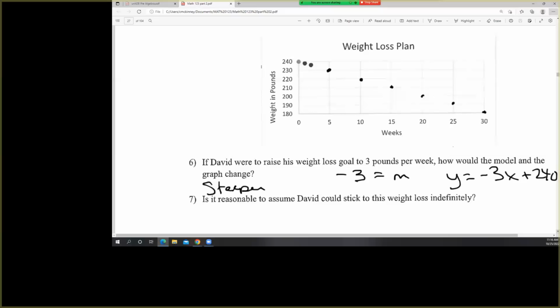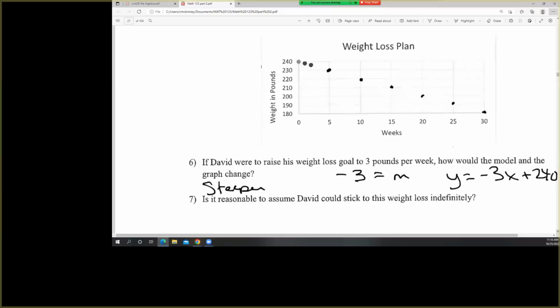Is it reasonable to assume that David could stick to this weight loss indefinitely? No. No, we don't want David to do that. He doesn't want to keep losing past his goal, which is, of course, in this case, why we stopped it at 30 weeks. Yeah, we're not trying to kill David off.